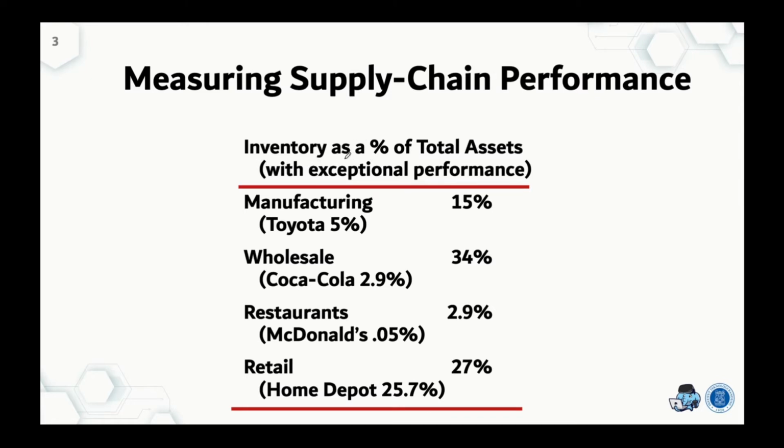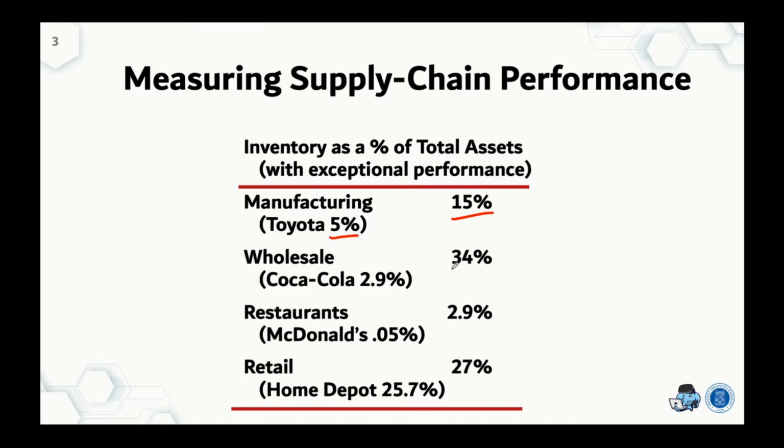These are several examples of companies and measures related to inventory as a percentage of the asset. In general, manufacturing has a performance of 15%. So 15% means 15% of their asset is spent on inventory. An exception in manufacturing is Toyota, which has only 5%.